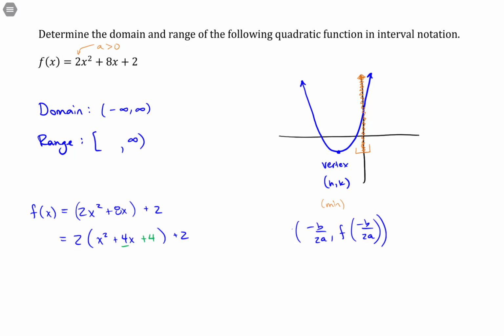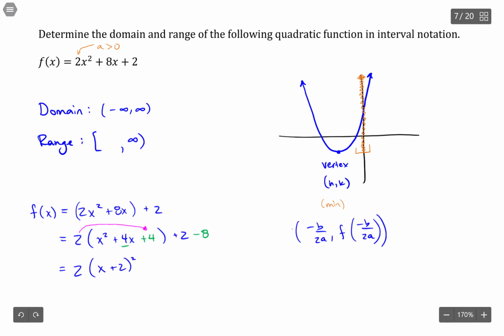The only thing you have to be careful of is when you add 4 here, because of this 2 multiplying everything in those parentheses, you're actually adding 8 to this side of the equation, which means you have to subtract 8 on the outside. So this becomes 2 times (x + 2) squared minus 6. And that minus 6 is the y value of your vertex.